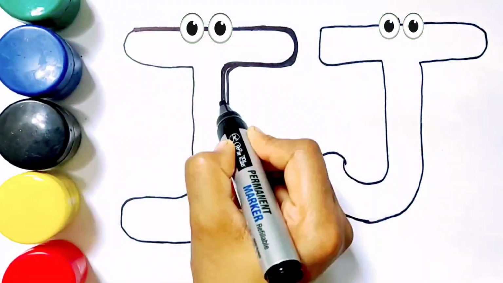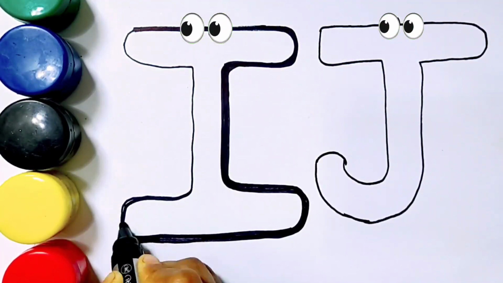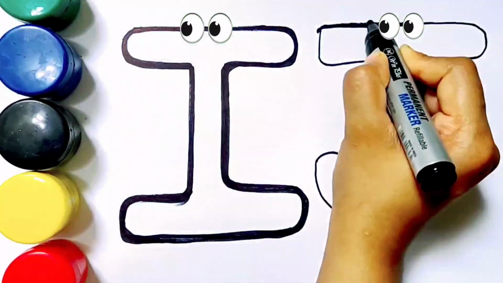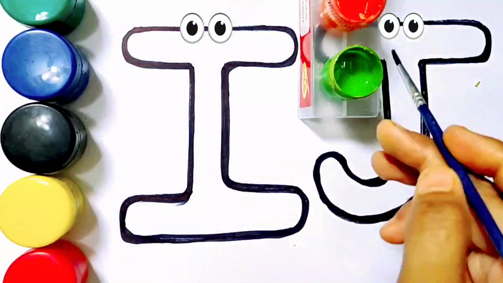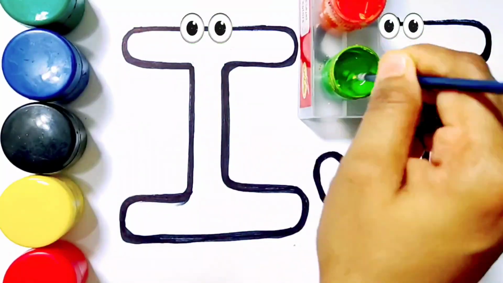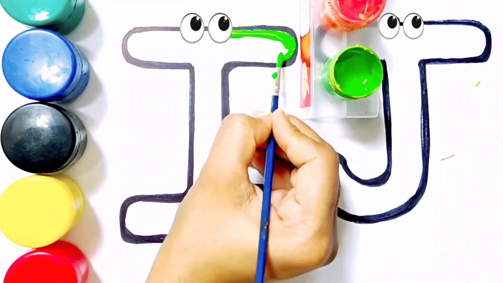I. J. I for ice cream. J is for juice. J is for jug. I, J. Next color. Green eye.